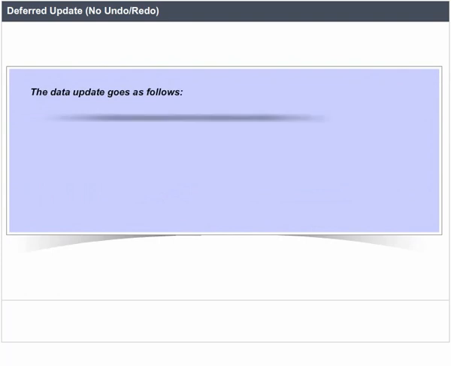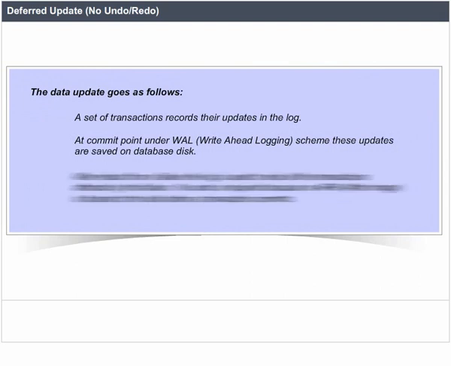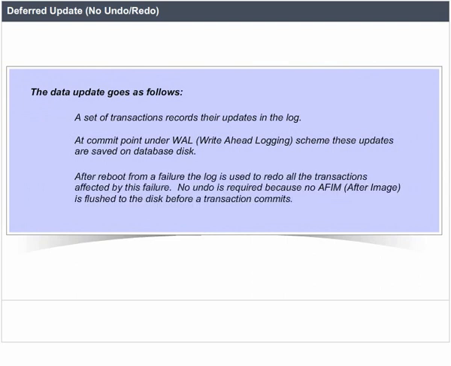Deferred update. No undo, redo. The data update goes as follows. A set of transactions records their updates in the log. At commit point under WAL, the write-ahead logging scheme, these updates are saved on database disk. After reboot from a failure, the log is used to redo all the transactions affected by this failure. No undo is required because no AFIM, after image, is flushed to the disk before a transaction commits.